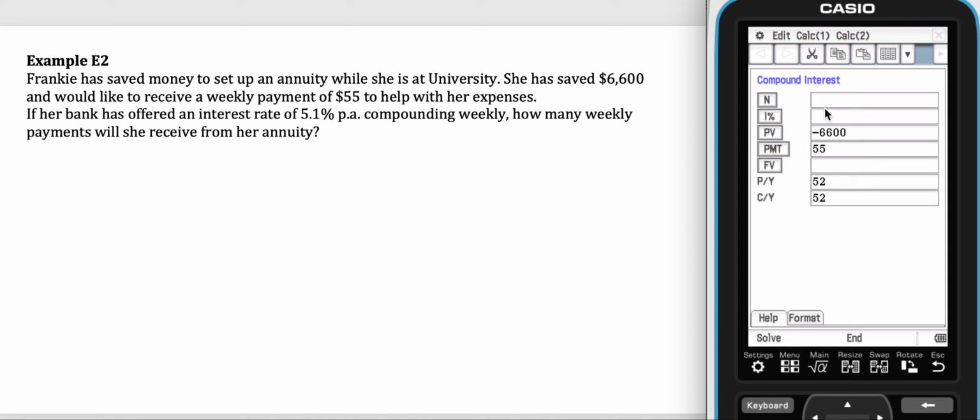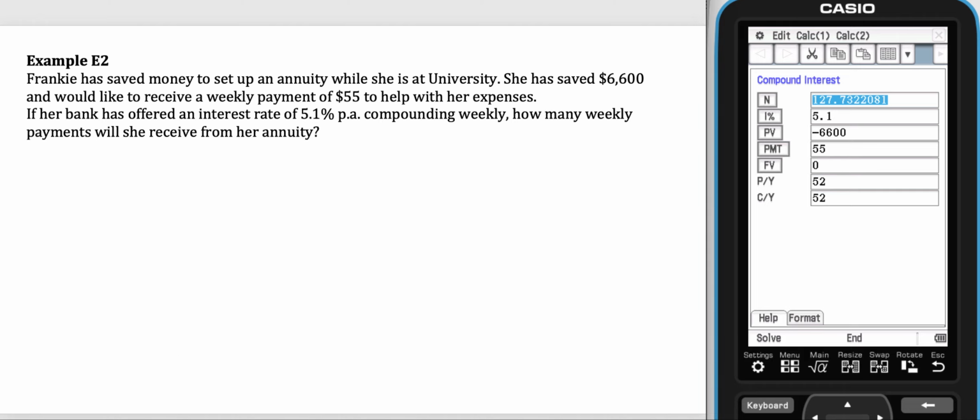N is the number we don't know. Okay, so we're going to be leaving N blank, but the interest rate is 5.1%. And the future value, well, if we're wanting to know how long it lasts until it runs out, the future value is actually 0. Okay, so with all that information put in there, we can then push the N button and see how many payments she's going to get. And she's going to get 127.7 payments, which really means in total she'll get 128 payments.